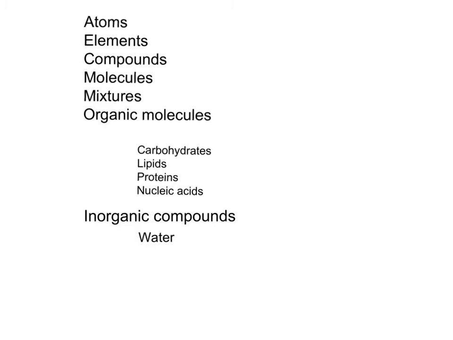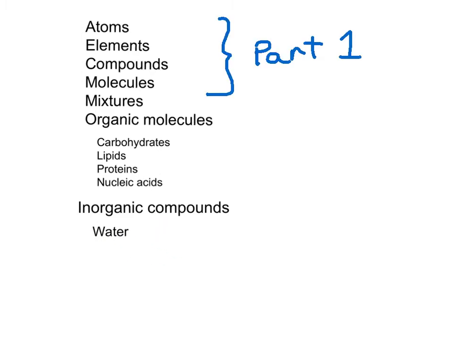Okay, so here are the things we're going to talk about in this lesson. First of all, atoms, elements, compounds, molecules, a little bit about mixtures, and then something we've done before. We're going to look again at organic molecules, which include these big molecules of carbohydrates, lipids, proteins, nucleic acids. And last of all, we'll look at inorganic compounds, and the most important of all, which is water. So in part 1, we'll talk about atoms, elements, compounds, and molecules. And we'll do the others in the second part.